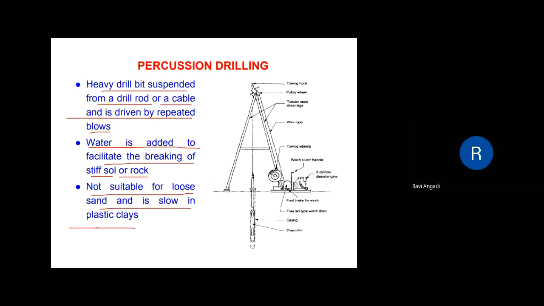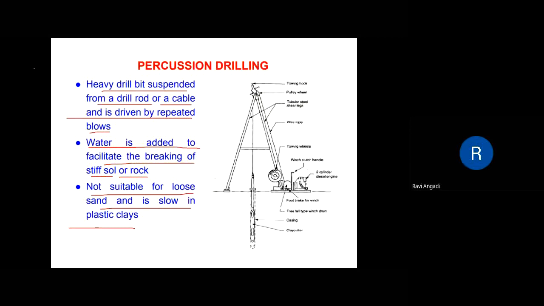So this is about the percussion drilling. These methods are used just to collect the samples where the augering method fails to give certain information. Then you have to go for the boring method. The percussion drilling method is used for making holes in rocks, as I said, even boulders and other hard strata.